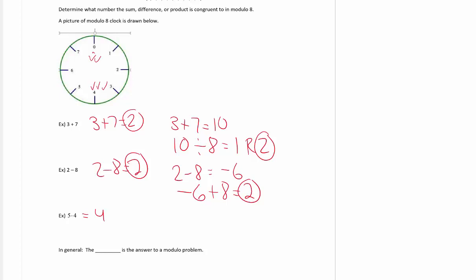Now again, I want to do this in our number system. 5 times 4 is 20. 20 divided by 8 is 2 with a remainder of 4. Notice again, the remainder is exactly our answer. So in general, the remainder is the answer to a modulo problem. Not how many times I revolve, but the remainder.